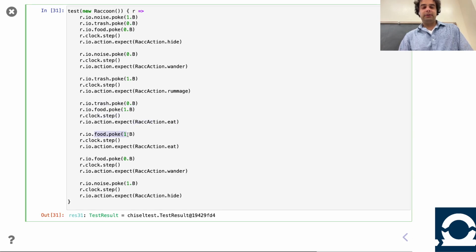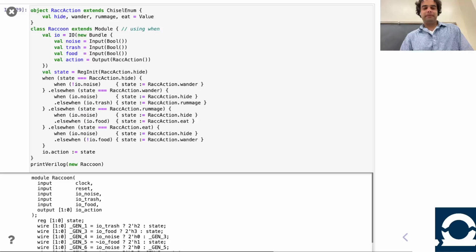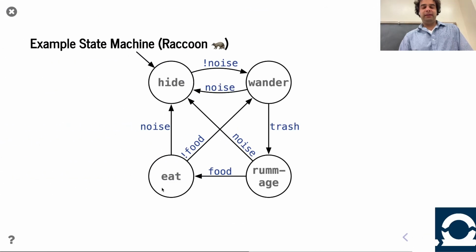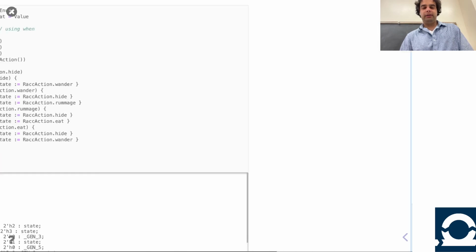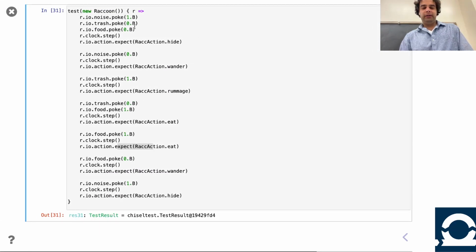I leave food on, and it keeps eating. If you go back to the diagram, you'll notice that when you're in the eat state, there's no food arrow keeping you in here. You're only going to leave on noise. Eventually there is noise, time goes by, and we'll go back to hiding. So this checks out.